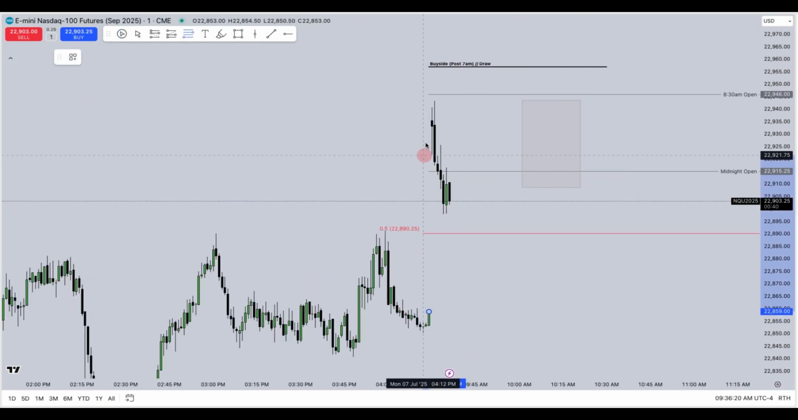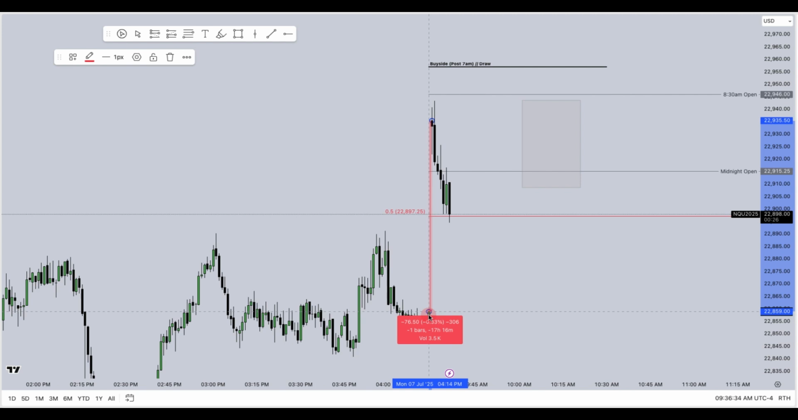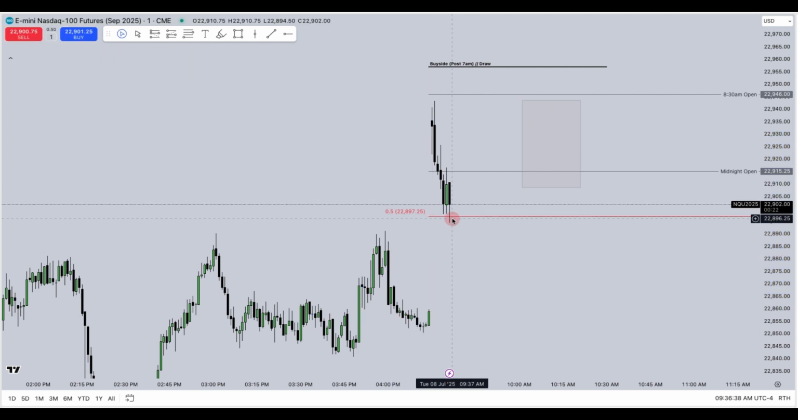Right now you see me annotate the consequent encroachment of the opening range gap. This is not part of my model, it's just something I like to check for additional insights. If you watch the 2024 mentorship, you know what I'm talking about.